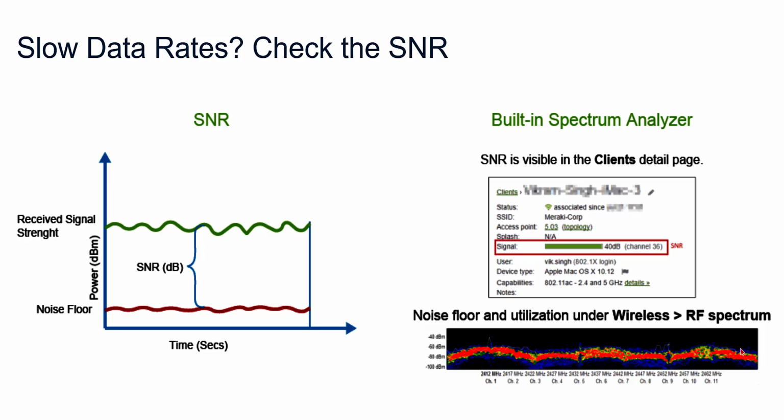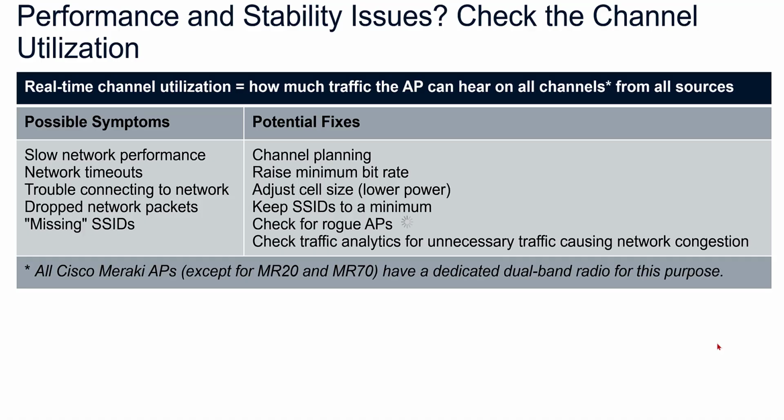SNR is the single most important radio frequency metric for performance. Connectivity does not equal performance. SNR determines the performance. All right? Performance and stability issues, check the channel utilization. So SNR tells us quality. Channel utilization is going to tell us congestion. And that's where a lot of wireless networks fall apart, especially if you're dealing in a dense environment.